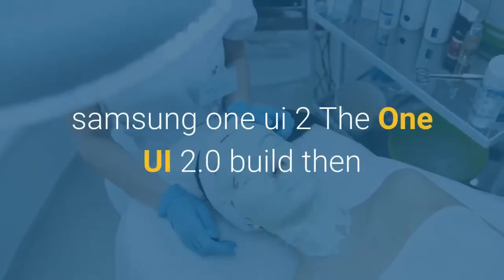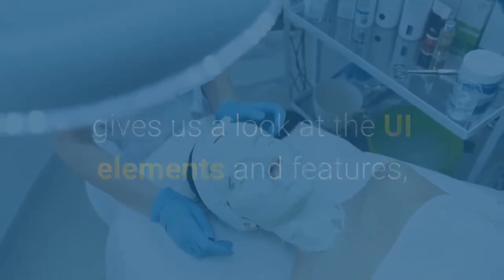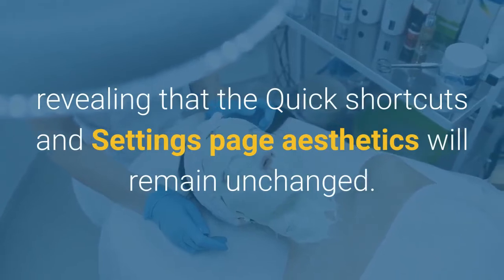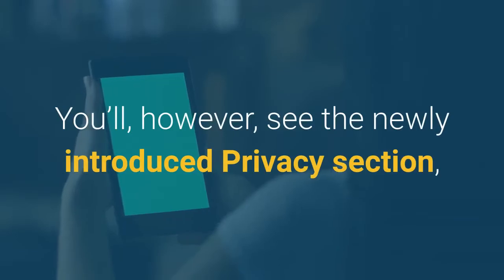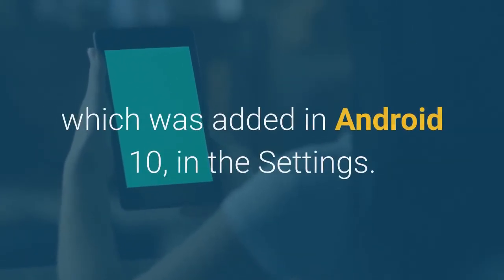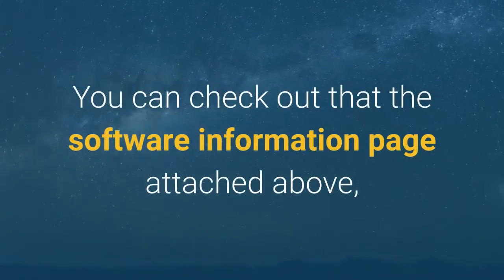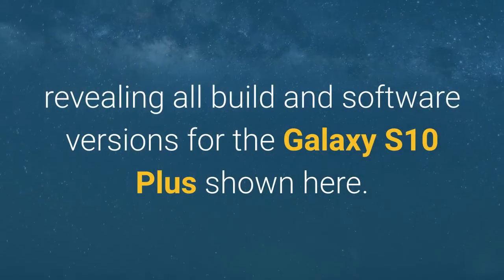The One UI 2.0 build then gives us a look at the UI elements and features, revealing that the quick shortcuts and settings page aesthetics will remain unchanged. You'll, however, see the newly introduced privacy section, which was added in Android 10, in the settings. You can check out the software information page attached above, revealing all build and software versions for the Galaxy S10 Plus shown here.